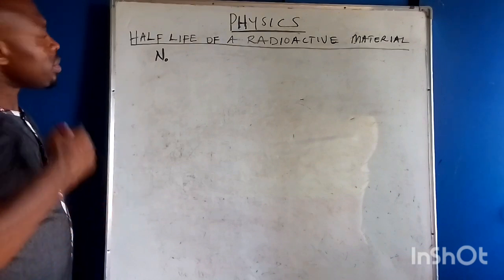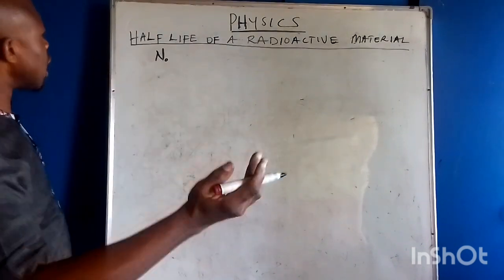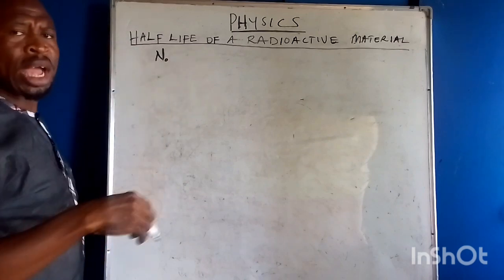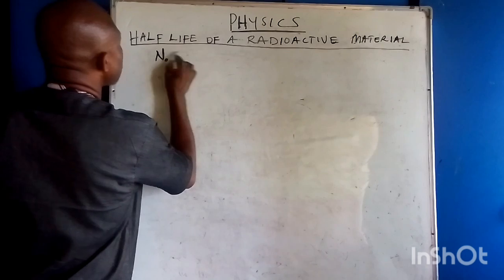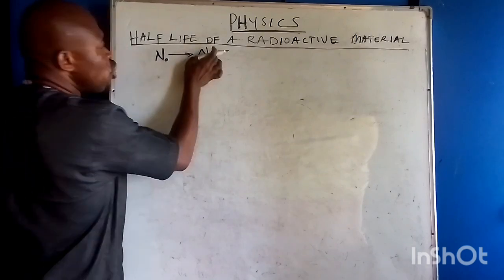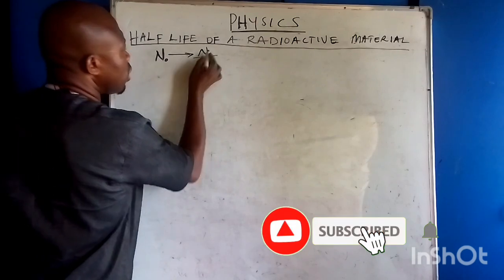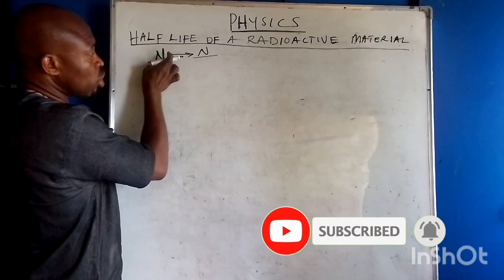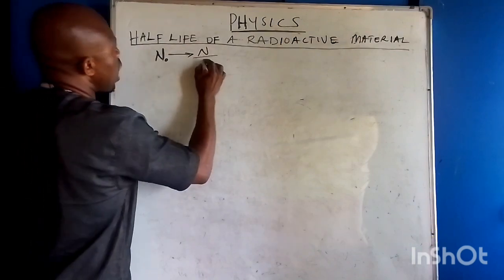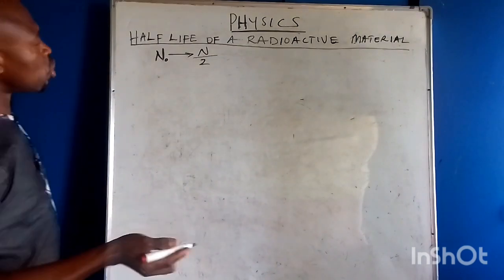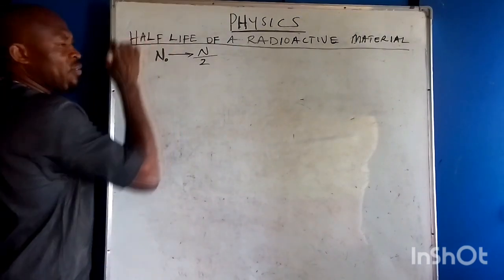For example, if the number of atoms initially present is N0, the time taken for it to reduce to half is what we refer to as the half-life. If it reduces to half, we now have a new element, and the remaining half will decay. The time taken for this one to decay, leaving half of the original, is what we refer to as the half-life.